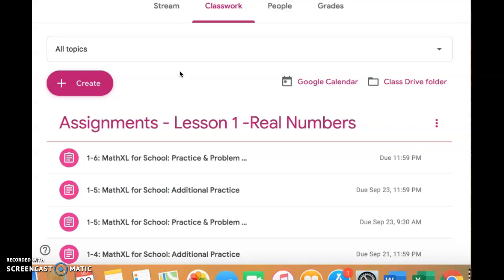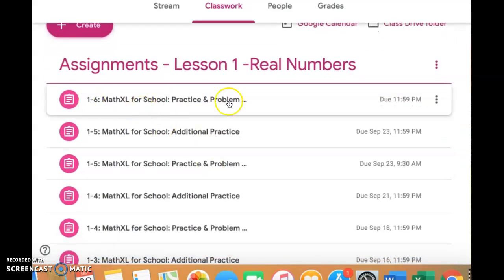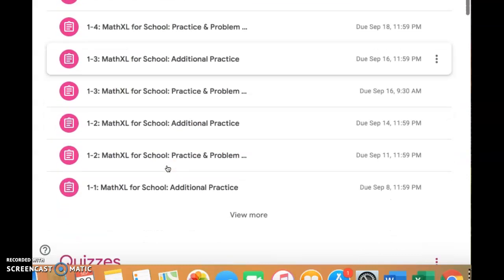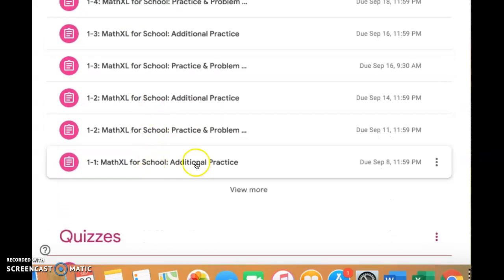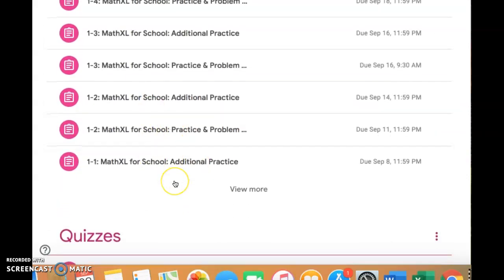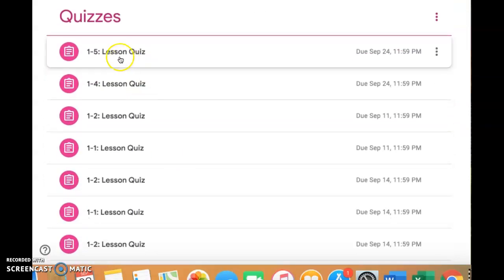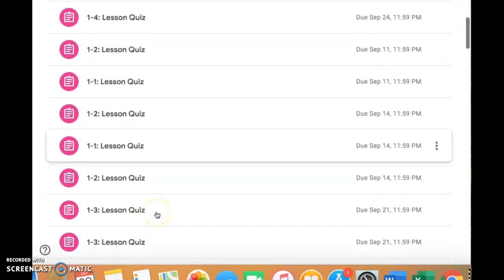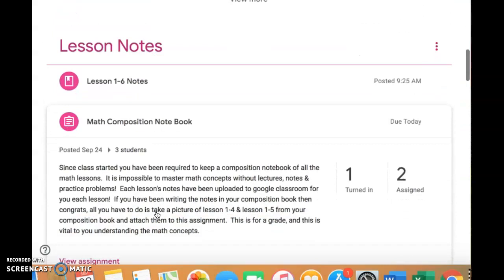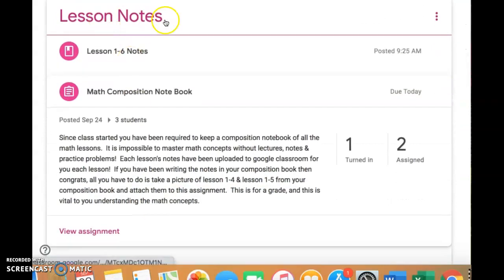The first category that you'll see is assignments for lesson 1. It'll show you that the lesson at the top is the last one that I posted. So it goes in order, shows you which one is current, and takes you back through all of the lessons that we've had from the very first day. The next section that you see is the quizzes, and it shows you all the quizzes that we've taken. Next, you'll see lesson notes.